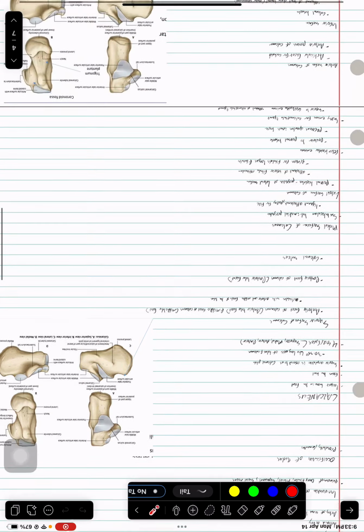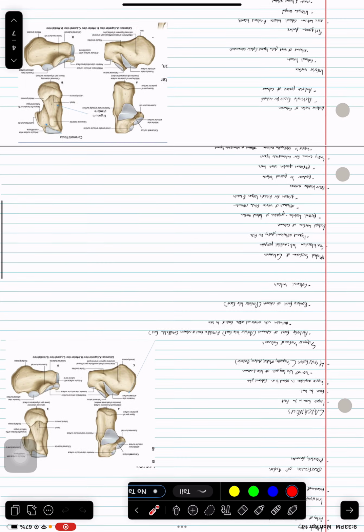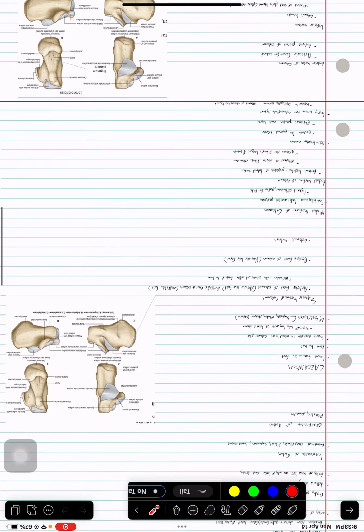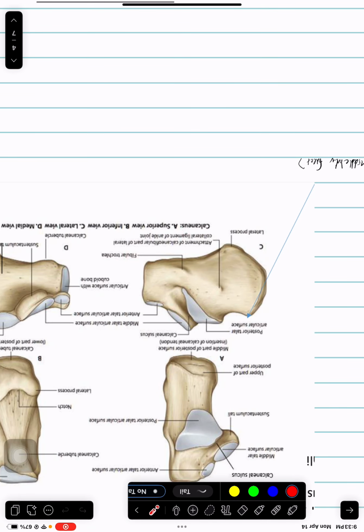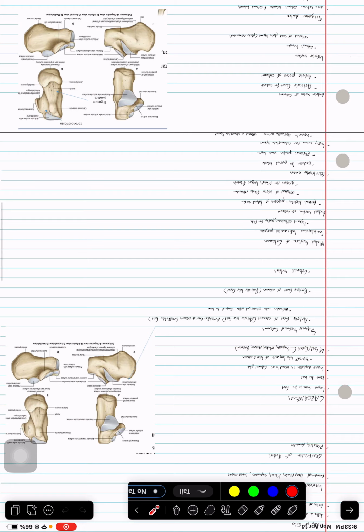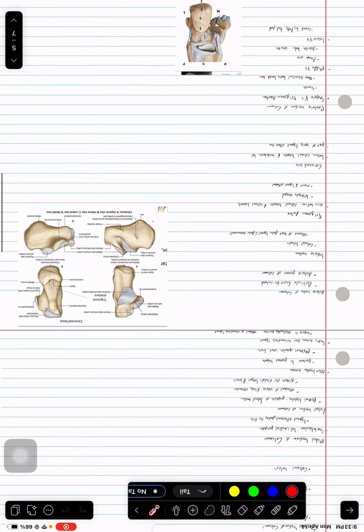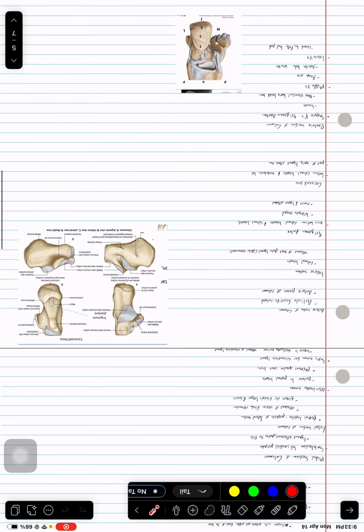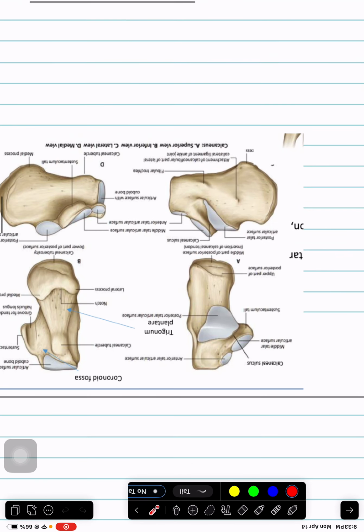Okay, so those are all of the surfaces. Just something I want to point out. You have your retrotrochlear eminence, which would be posterior to your peroneal tubercle here. And you have your trigonum plantar right here.